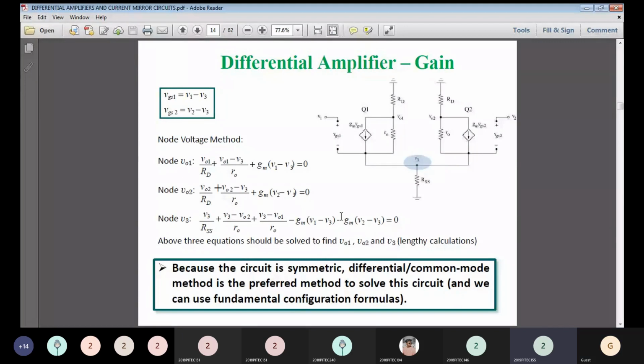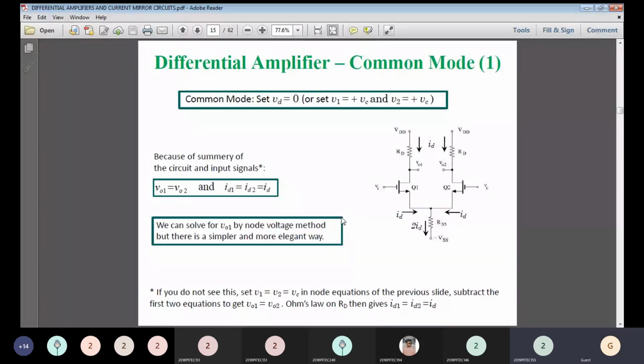Okay. So now the differential amplifier is in common mode. When it is in common mode, what are the assumptions and in which way are we going to calculate the output voltage and drain current? For this, the assumption is setting the differential voltage VD equal to 0, so that V1 is equal to plus VC, and V2 is also the positive value VC. So Vo1 is equal to Vo2, and ID1, ID2 and ID, all three, are equal.